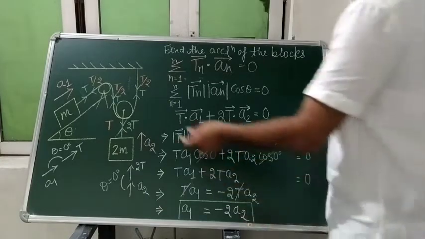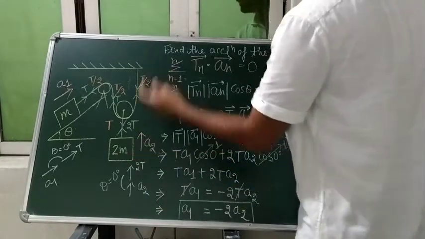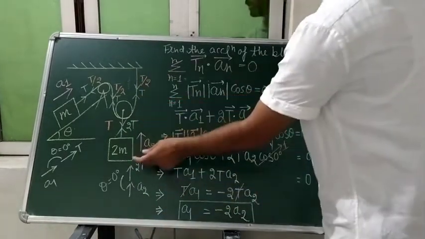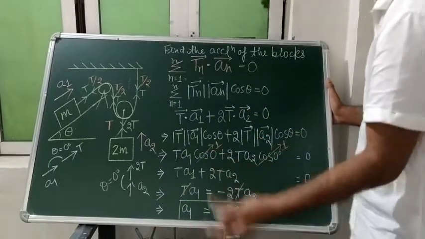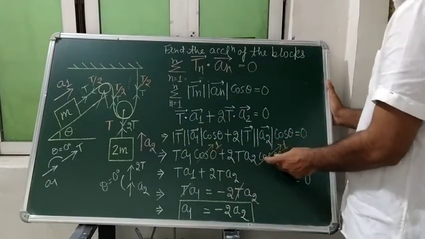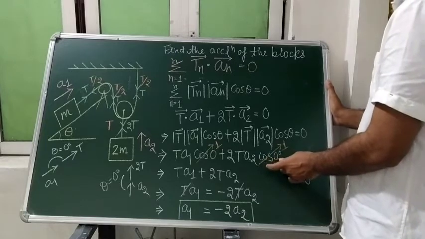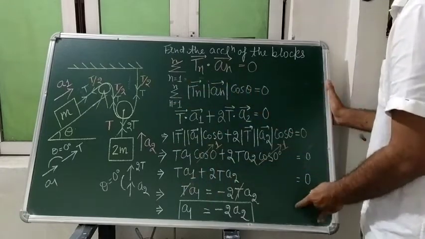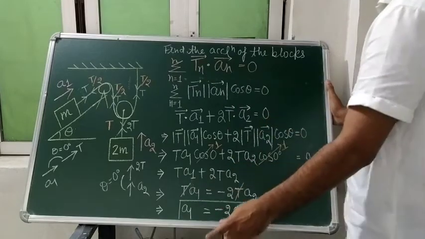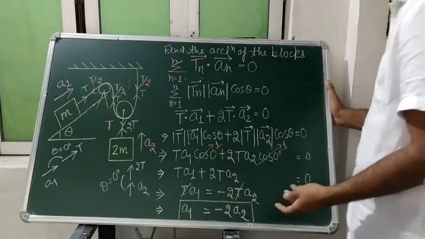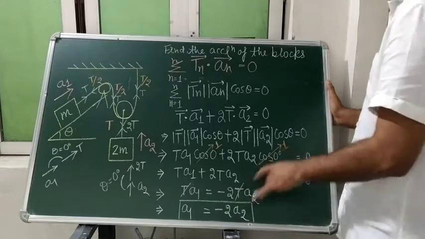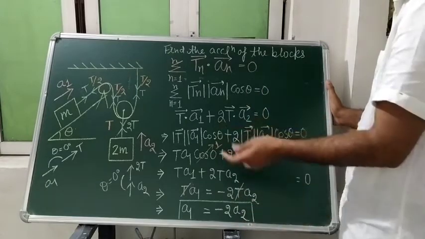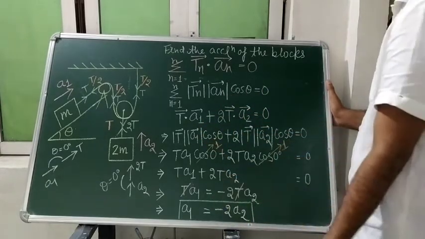So here you will look that if I am going to assume this A2 in the downward side, of course here the theta will become what? 180 degree. So when you put 180 degree here, it will become minus twice of T, and when it comes to the right side it will become positive. So from there you will get what? A1 is equal to twice of A2. So that will tell you that your assumption is correct.